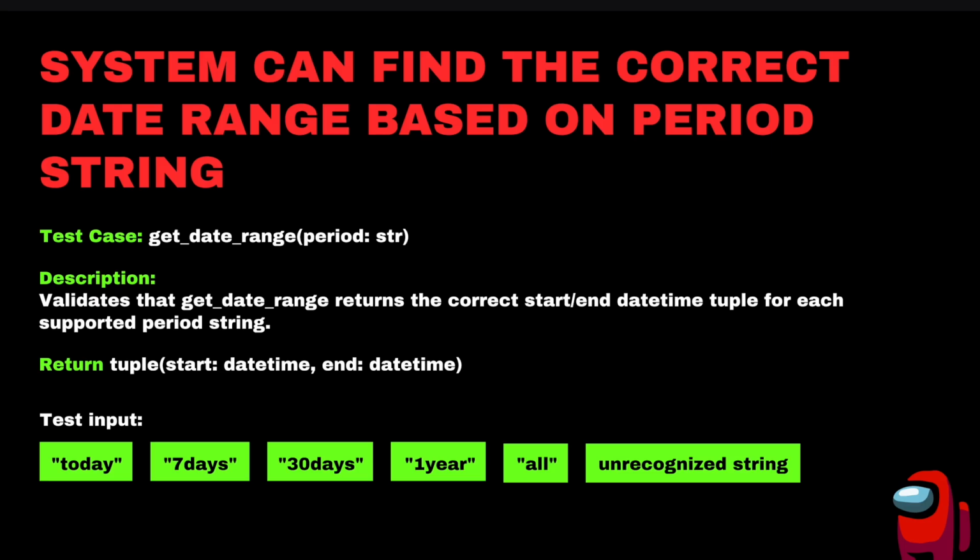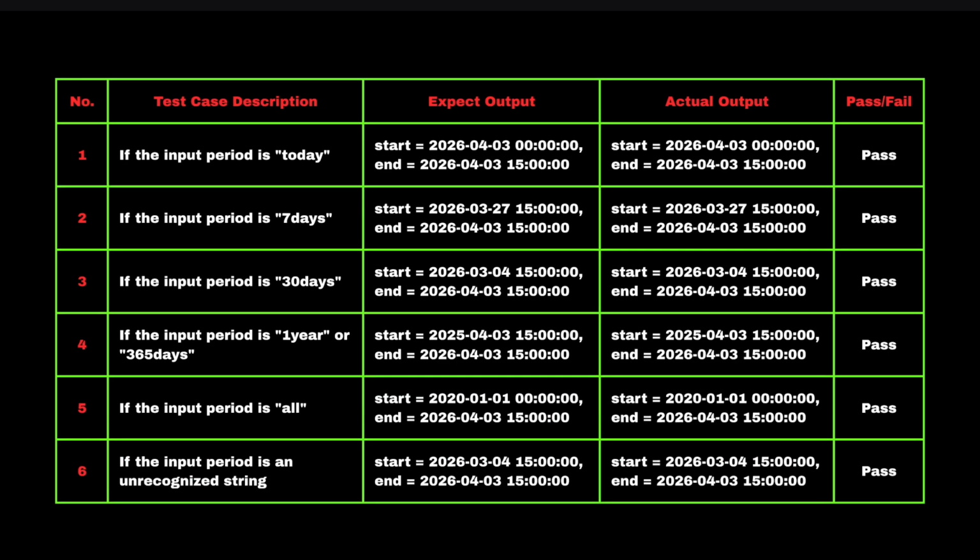First test case is get date range. It takes a period string and returns a start and end datetime tuple. We tested 6 inputs: 2 days, 7 days, 30 days, 1 year, or an unrecognized string. The fixed mock time we use is year 2026, month 4, day 3, at 3 o'clock. So with today, start becomes midnight of the same day and end is 3 o'clock.